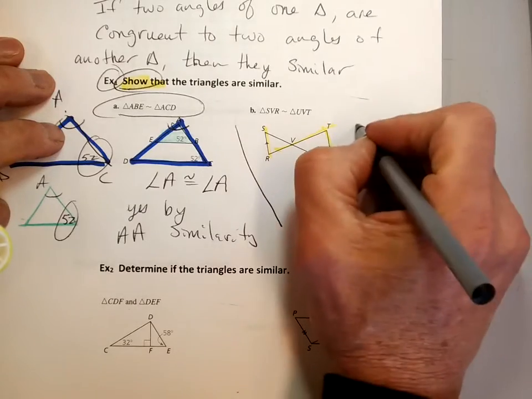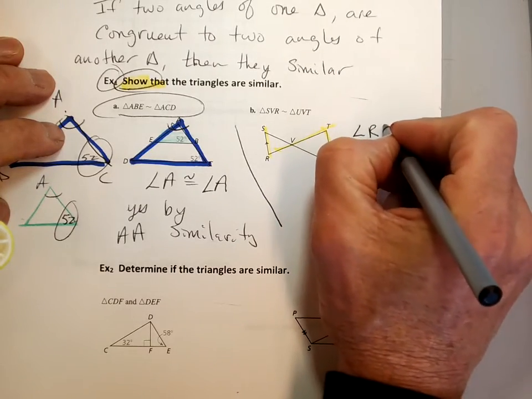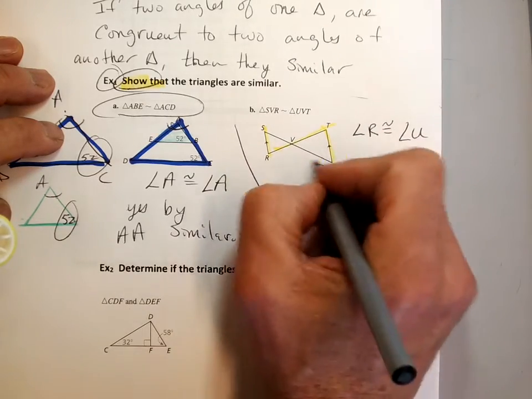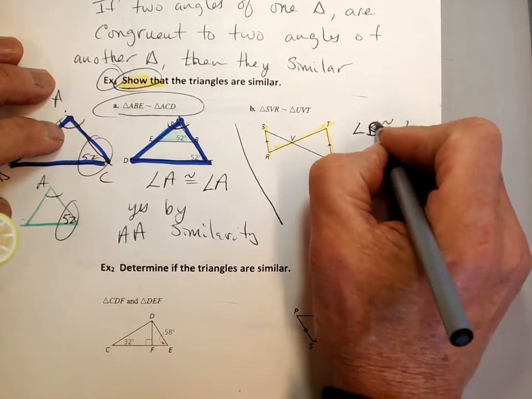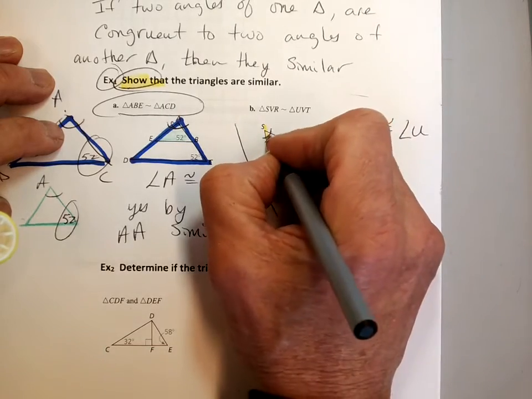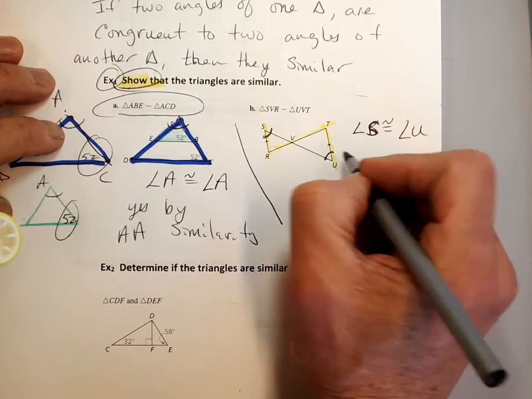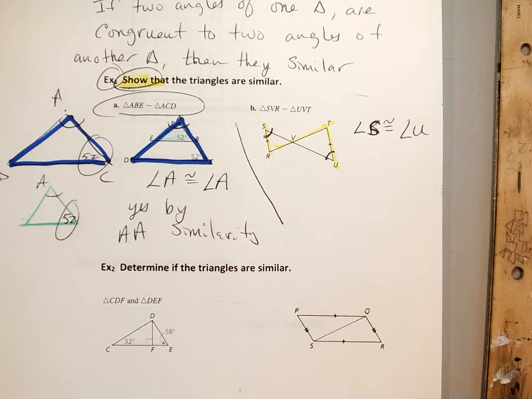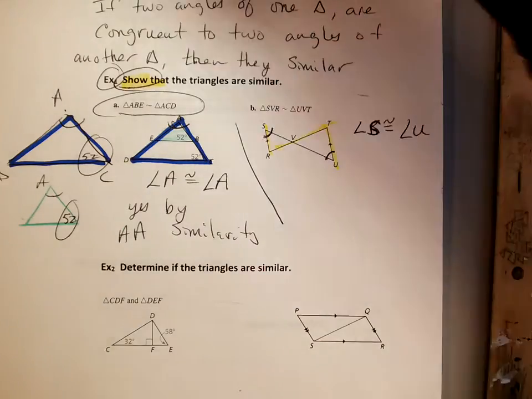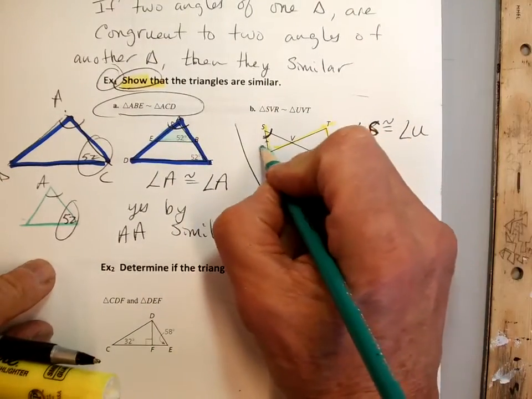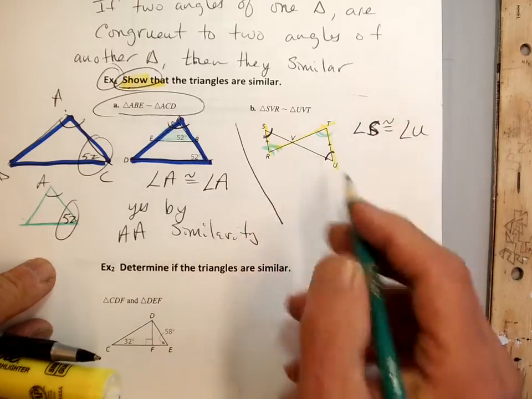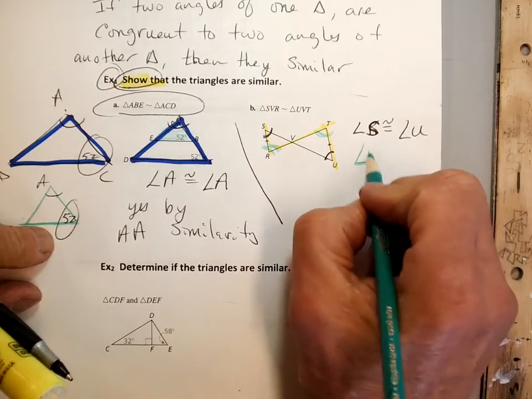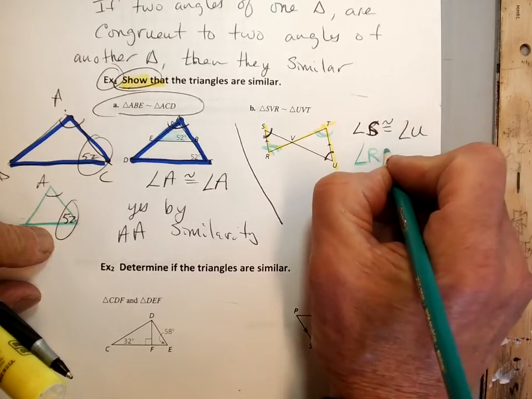Angle R is congruent to angle U. So I'm going to mark that. Up, angle S. Come on, Mr. Davies. Angle S is congruent to angle U, and at the same time, the Z goes the other way. And I also have angle R congruent to angle T. Oh, I also have the vertical angles, but of course. So I can also say that angle R is congruent to angle T.